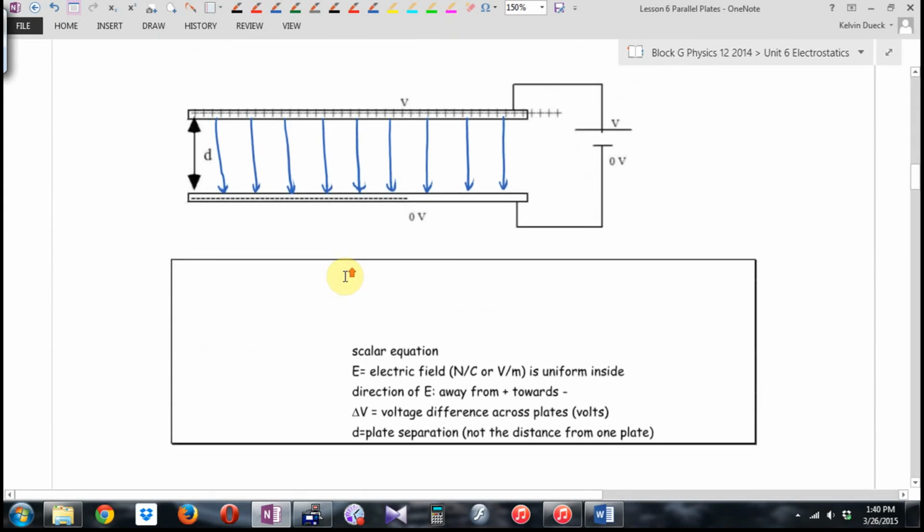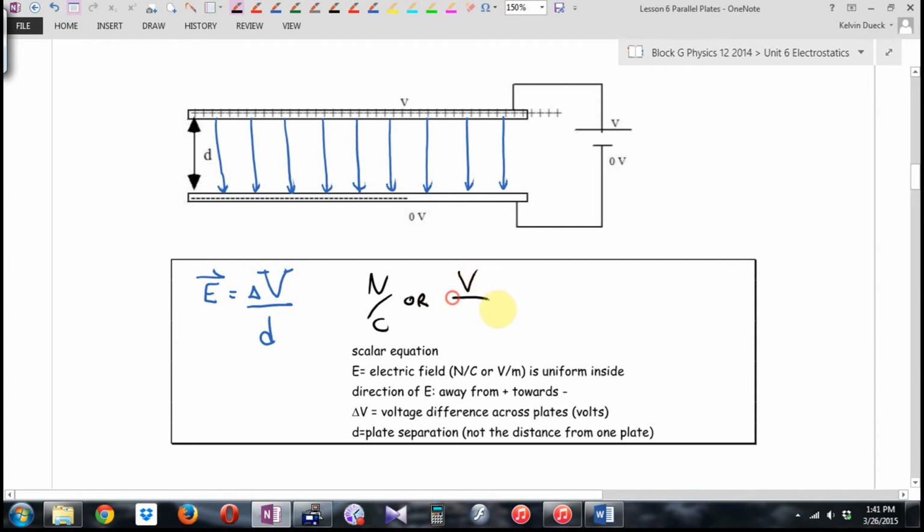It also allows us to calculate the electric field. It turns out the electric field between parallel plates is equal to the change in voltage divided by the distance. Now, we've measured electric field in newtons per coulomb. But now you know another way to measure electric field. What are the units of the top of that fraction?